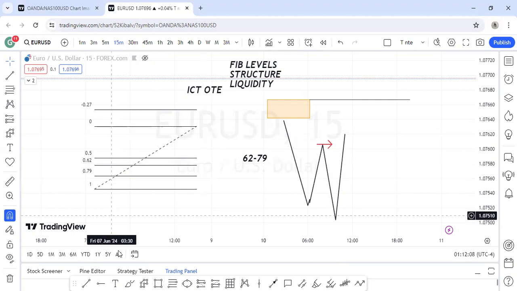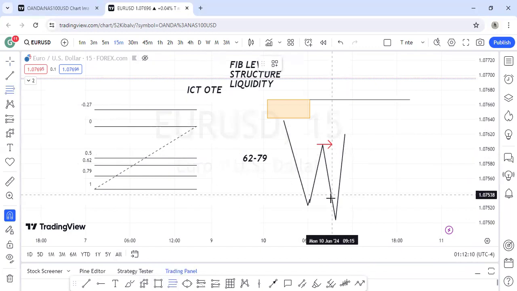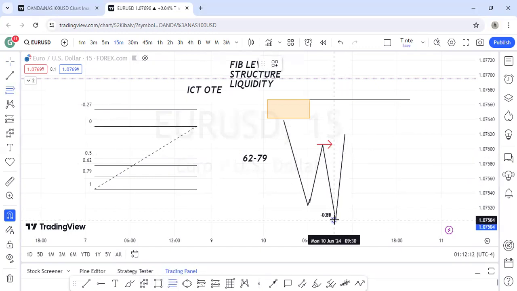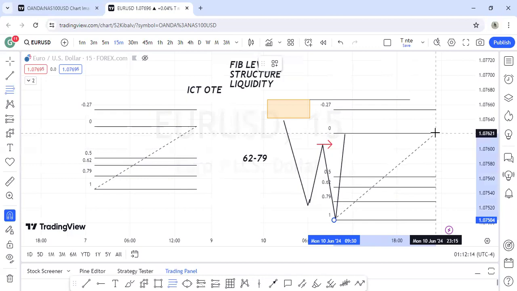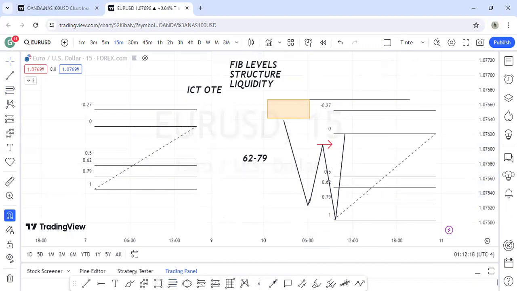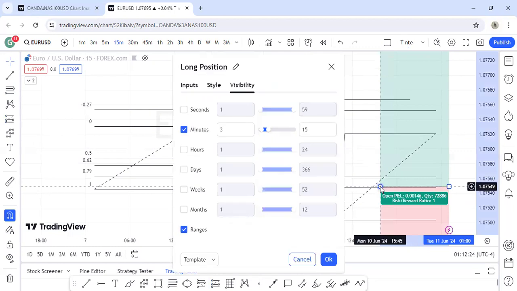Then you bring out your Fibonacci tool. You plot the fib tool from here and take it out to the high here. So where's your entry? You simply place your buy limit at the 62% level. Very simple. Your buy limit should be here.